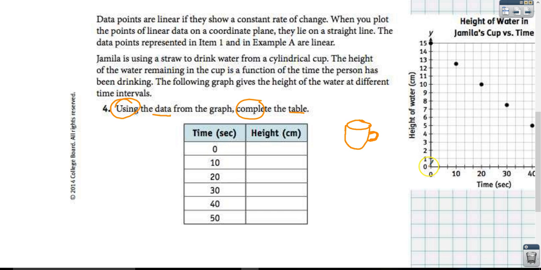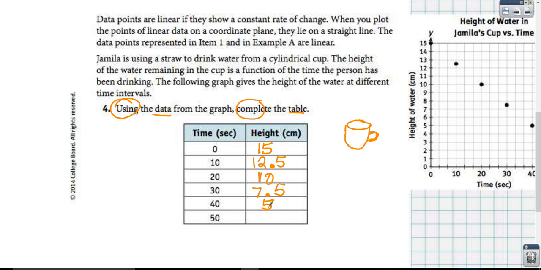Here's our 0. So if I look on my 0, I'm going to go up and see there's my dot at 15. On 10, and it says time, and time's down here. That's how I know to go with this 10 instead of this one. Okay, so I start at 10, I go up. It's between 12 and 13, so I'm going to put 12.5, because 0.5 is telling me in between. Next, it wants me to do 20. I go up, and I see that's at 10. Then 30, I go up and see that's between 8 and 7, so I'm going to do 7.5. For 40, I'm going to go up, and I see that that is at 5.